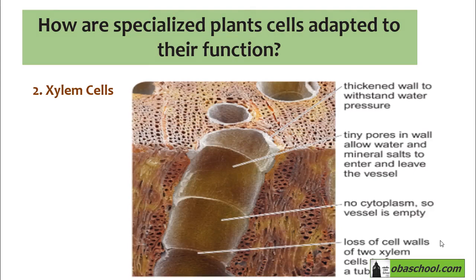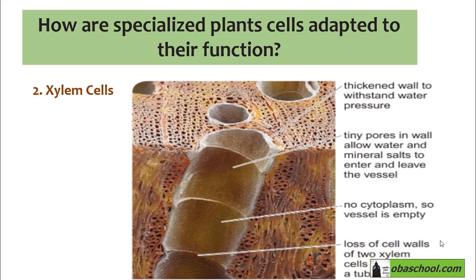The first adaptation of xylem cells is that many cell parts are lost, such as the cell walls, to form a long, hollow tube. The second adaptation for xylem cells is that cytoplasm is lost to make the vessel empty. Moreover, tiny pores allow water and minerals to enter and exit easily. The last adaptation is that the walls of the vessel are thickened and strong to withstand the pressure of moving water.